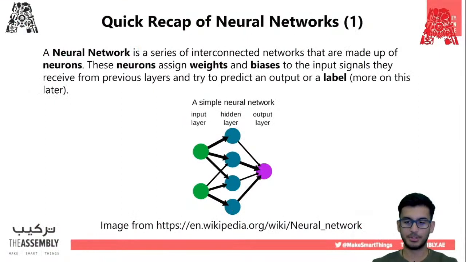Let's first get into neural networks. Neural networks are a series of interconnected neurons in a structure of layers. These neurons assign mathematical weights and biases to the input signals they receive from other neurons, and they pass their information forward into another layer, assuming there is another layer to pass information to.